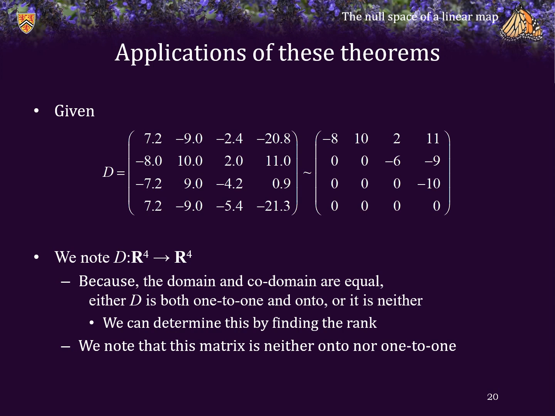Also, because the rank is equal to 3, that means there is one free variable, and therefore the dimension of the null space is 1. And because the dimension of the null space is greater than 0, that means that it is not 1-to-1 either, for there are infinitely many vectors that are being mapped onto the 0 vector by this matrix D.